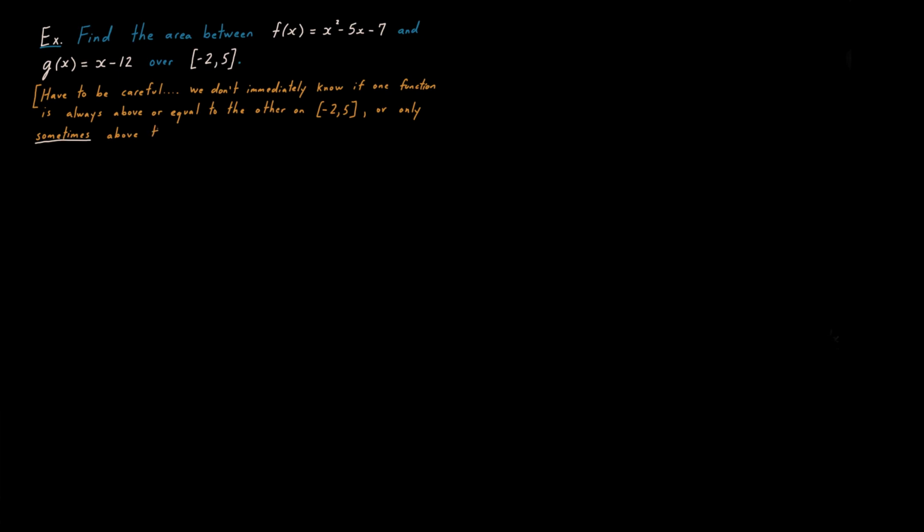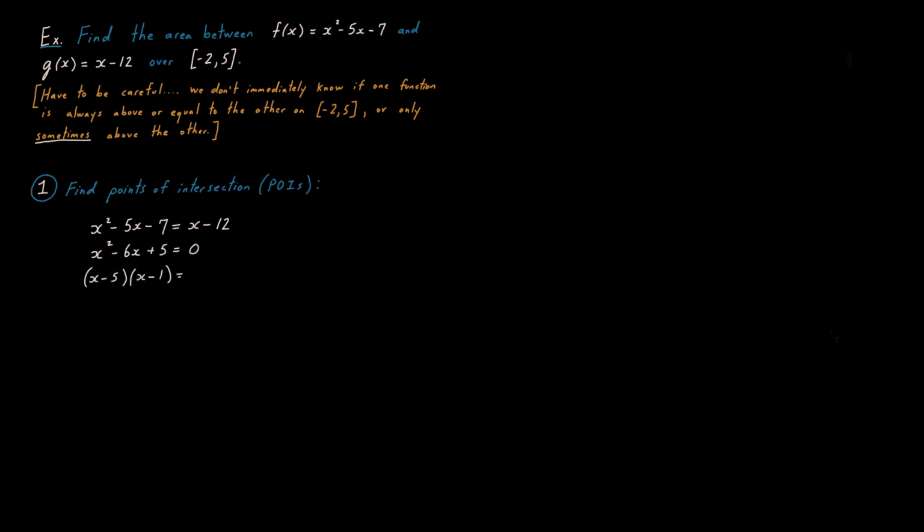We've got to find where these two guys intersect, because those are the demarcations between when one goes from being above the other as opposed to being below the other. So first, let's find our points of intersection. I'm going to set them equal. Solve, solve, solve. And here we are. They intersect at the points whose x-coordinates are 1 and 5. And 1 is the only one I really have to worry about because 5 is the end point of my interval.